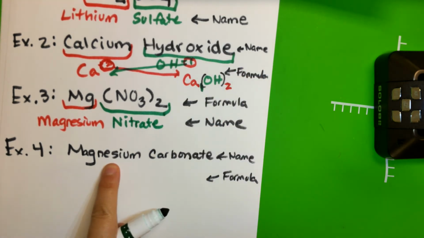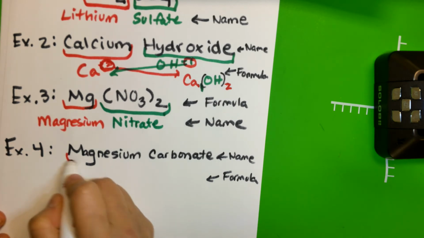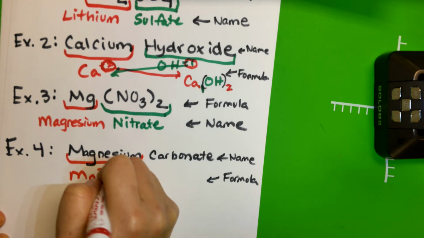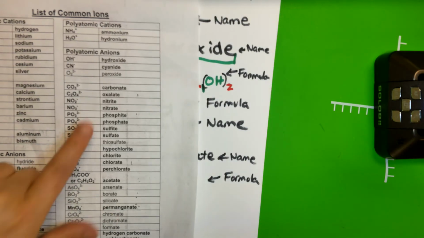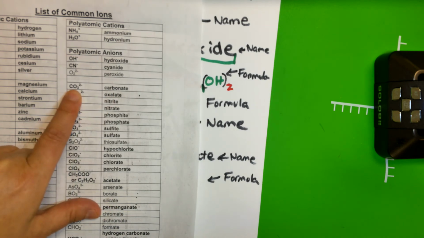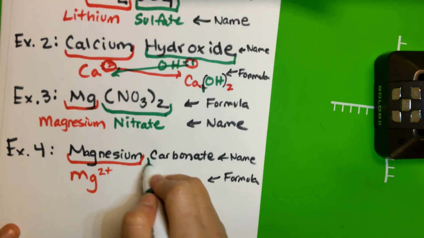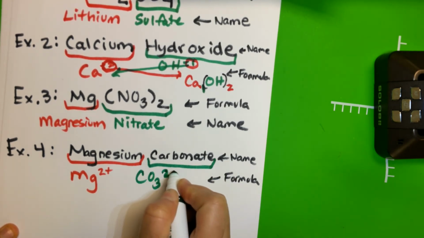Okay, so now the last example is again name and formula. This one's magnesium. So again, it's Mg, and this one has a charge of 2 plus. Okay, now carbonate is right here. So it would be CO3, 2 negative.